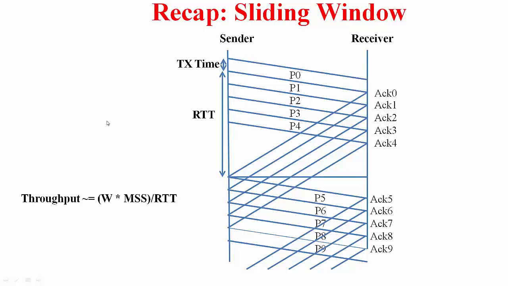So if W is the window size in packets and MSS is the maximum segment size, that is the segment size that we are using, the throughput is given by the window size times the segment size divided by the round trip time. By the way, this is an approximation because there is transmit time to also consider. So if W is large, you can ignore the transmit time.